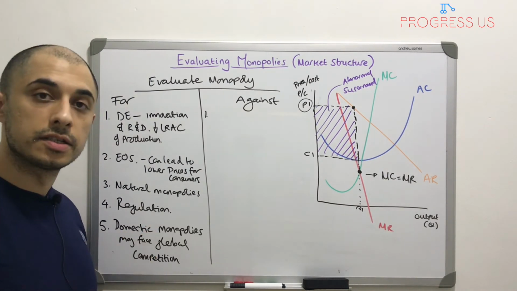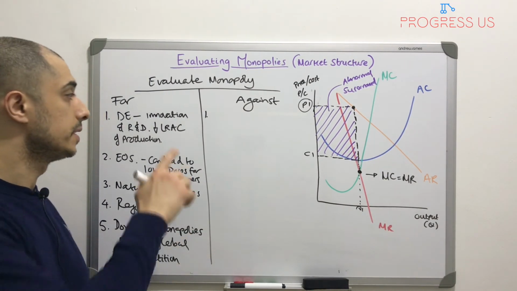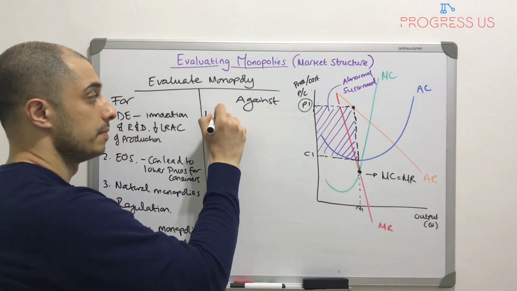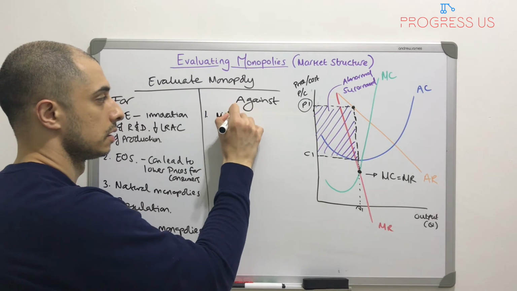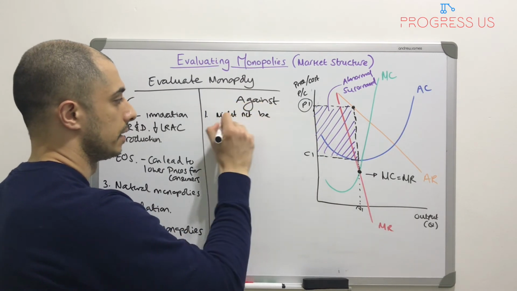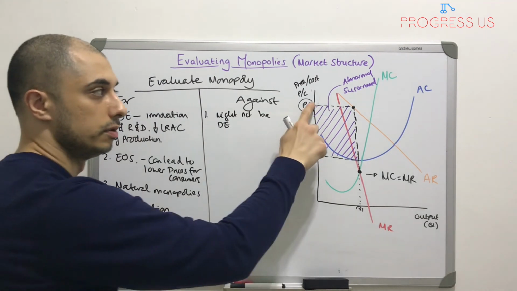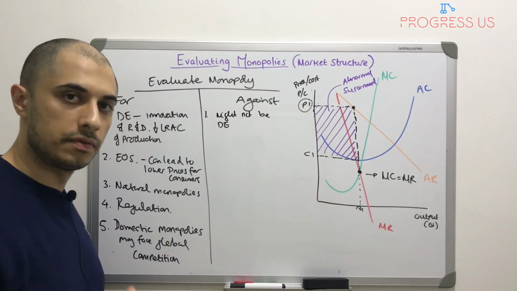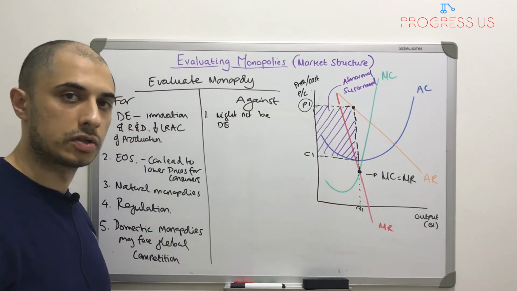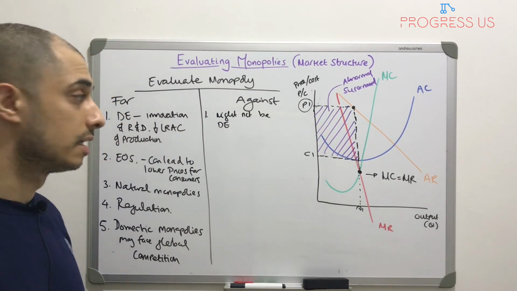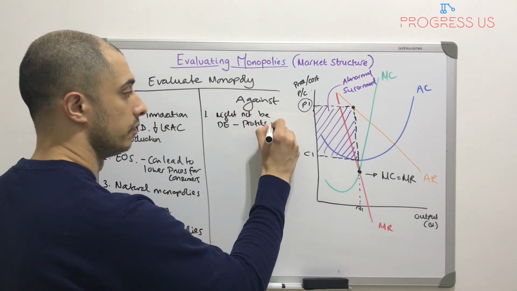So the points against a monopoly: when we said it could be dynamically efficient, well, in this case, it might not be dynamically efficient. A firm may choose not to invest the supernormal profits it makes into innovation and research to reduce long-run average cost of production and pass these cost savings on to consumers. It might instead pay the profits in the form of dividends.